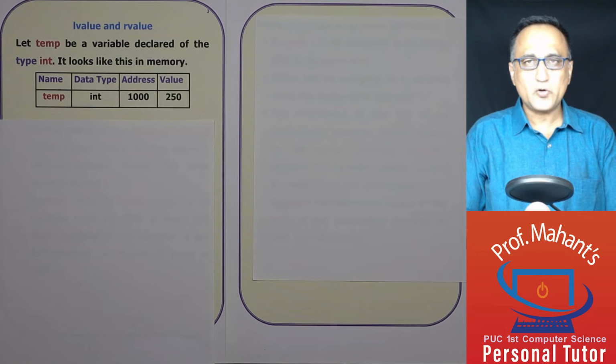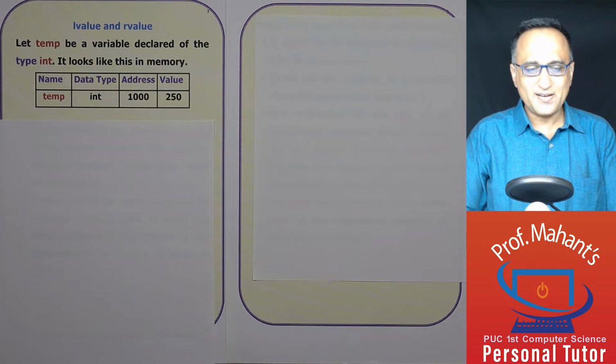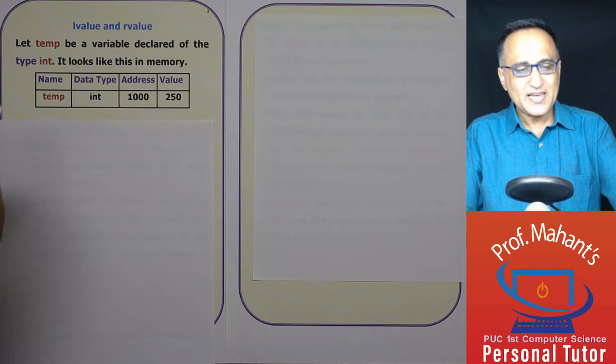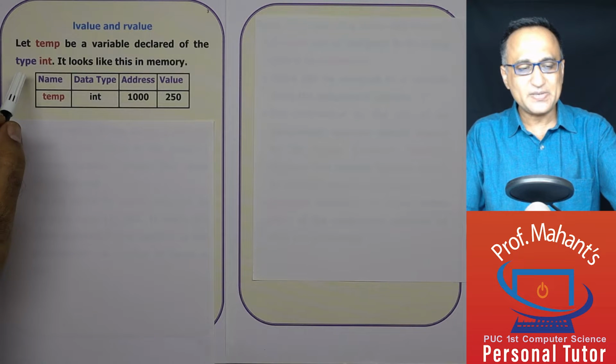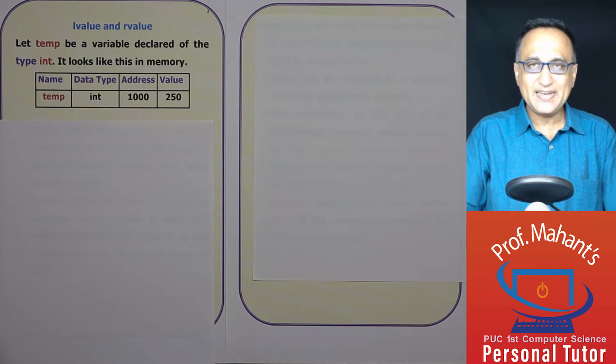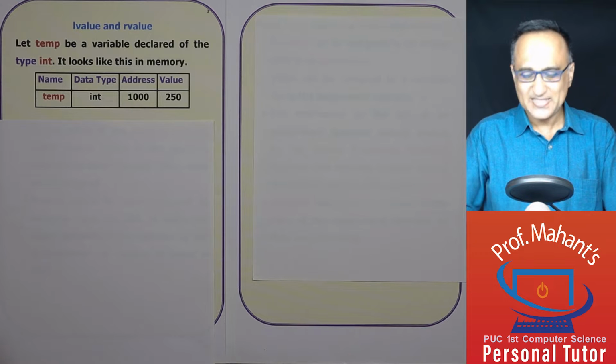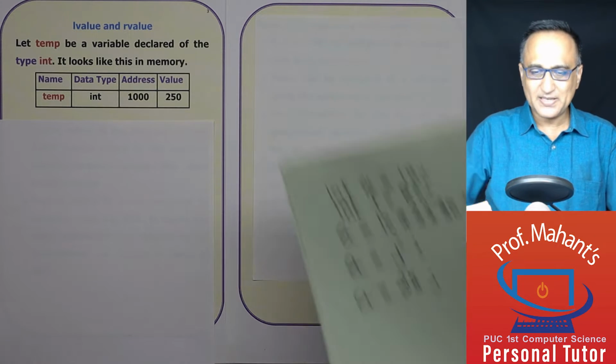Let us now try to talk about something called L value and R value. These do not refer to right value or left value. They just refer to L value and R value. So let's say I have declared a variable called temp. Its data type is int. So I say int temp is assigned the value 100, something like this.